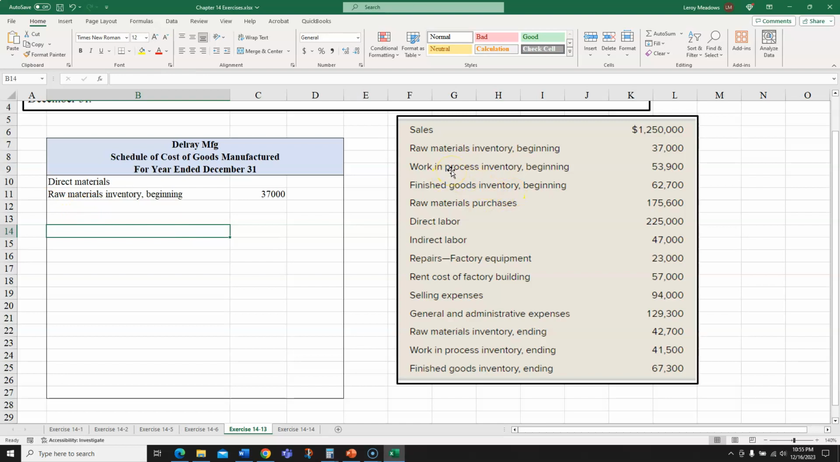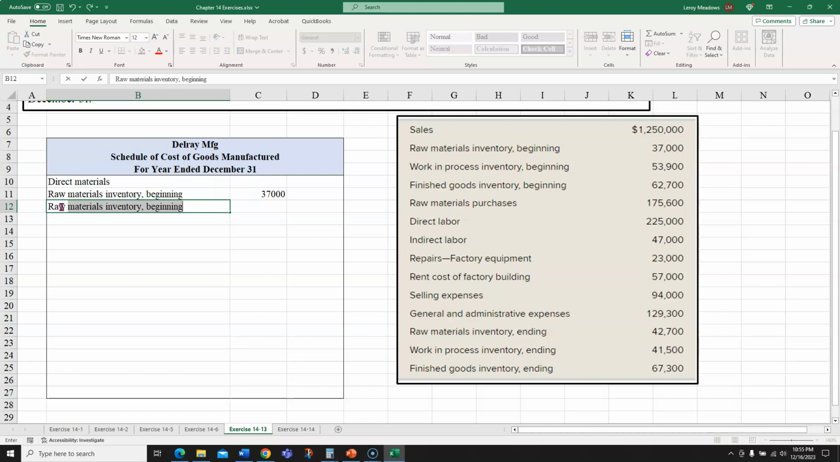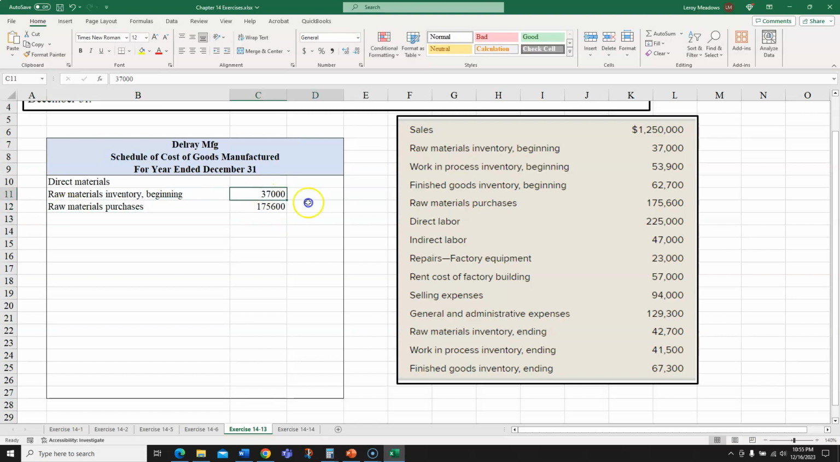Now, how much did I purchase? Well, I purchased $175,600. So I'm going to add in my raw materials purchases of $175,600. And let me go ahead and format this real quick. I thought I'd done that beforehand and I didn't. So let me go ahead and do that now. And I'll format the rest of this later.